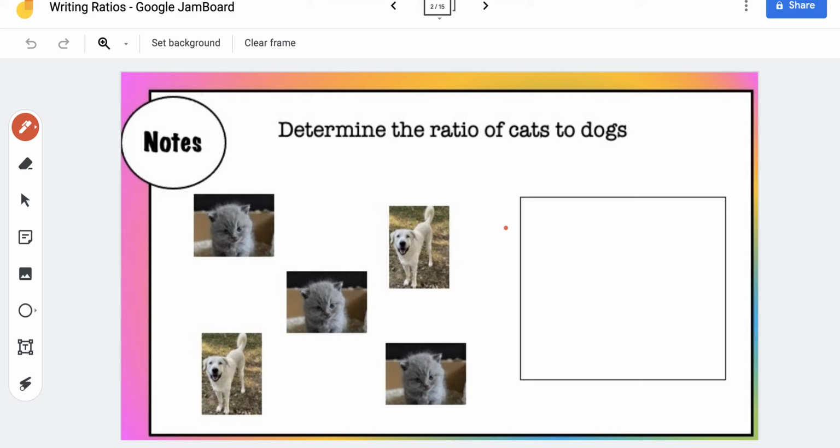Okay. So you can write ratios several different ways. I like to write it as the fraction 2/3. Okay. You can also write it as 2 and then a colon symbol and 3. Okay. Or you can write it also as 2 and then the word "to," T-O, 3. And there it is. So the ratio of cats to dogs is 2 to 3.